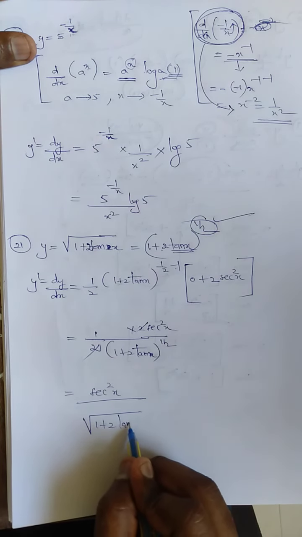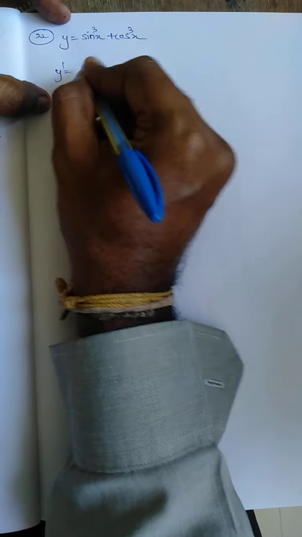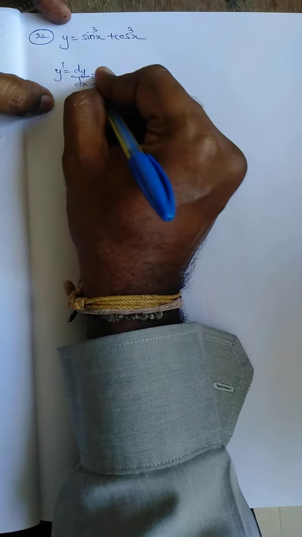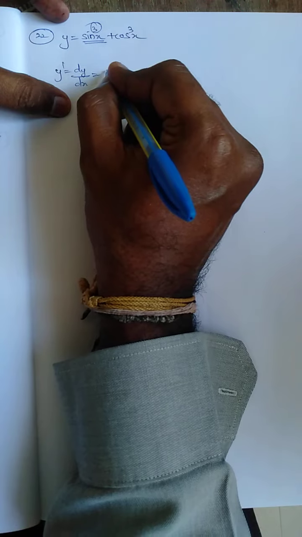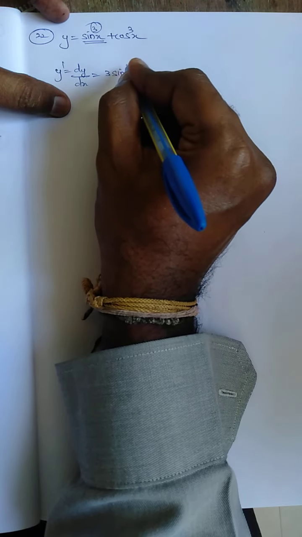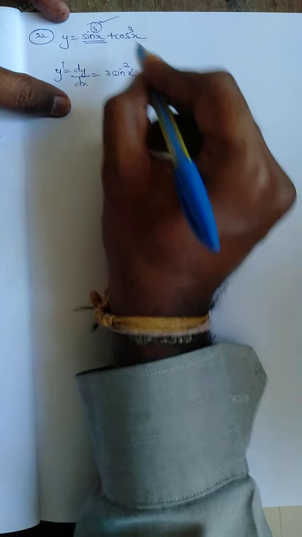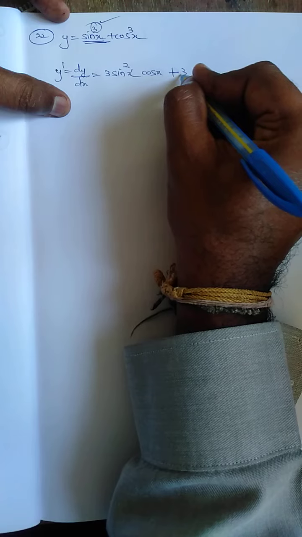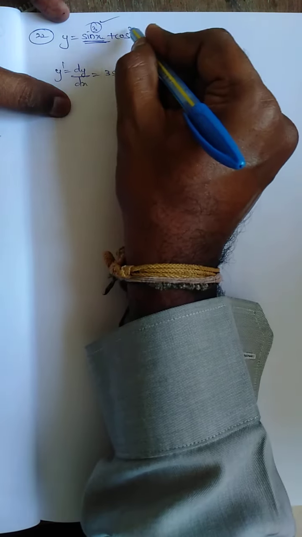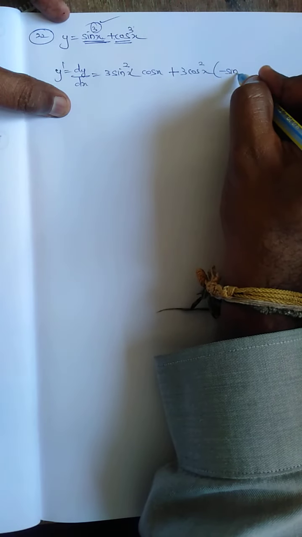Y is equal to sin cube x plus cos cube x. Very easy sum. y dash is equal to dy by dx. First differentiate sin cube x: bring down the power, 3 sin, reduce the power to 2, so sin square x. Differentiating the power is over. Next differentiate sin x, nothing but cos x. Plus the same, 3 cos square x. Bring down the power, reduce the power. Cos x differentiated is minus sin x.